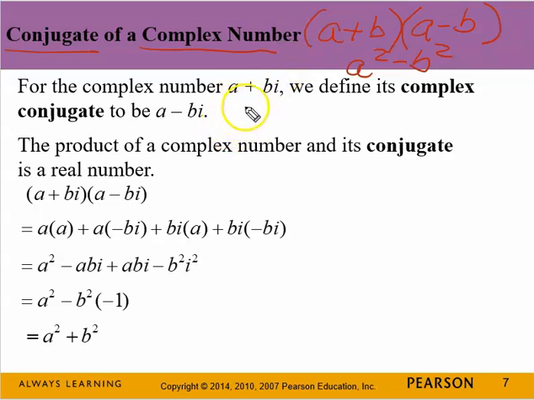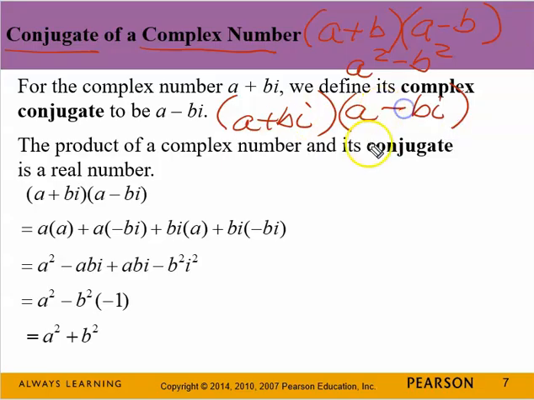Well, let's look at it. So if we had a plus bi, what would the conjugate of that be? Well, it'd be the same terms, a and bi, but here it's the opposite sign. So these are complex conjugates. Okay. Now, when we multiply this, we're not going to end up with middle terms.